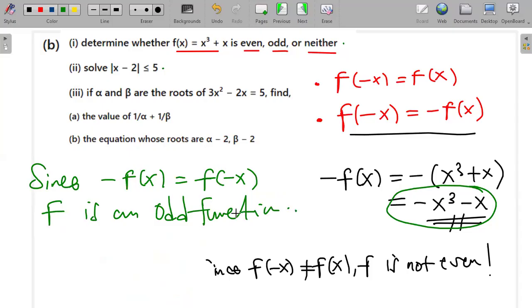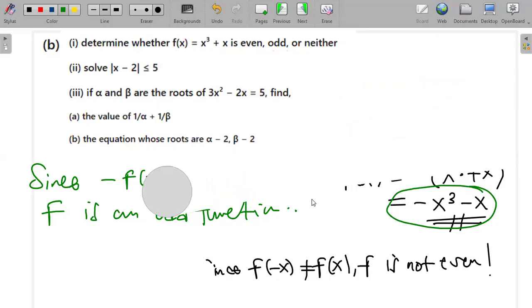If you're holding your phone in portrait, make sure you put it in landscape so that the screen appears bigger and then you can see properly. So any questions there? Now we have tested whether this function is even or odd. Okay, so let's go to the inequality then.